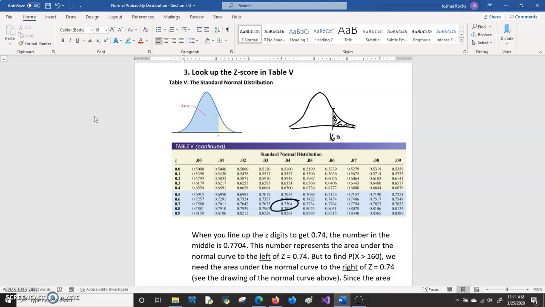So that 0.7704, that's this side of the curve, 0.7704. To find out what's the area on the other side to the right of that z-score, you find the complement. We can do 1 minus 0.7704, which is 0.2296. That's the area that we're looking for.